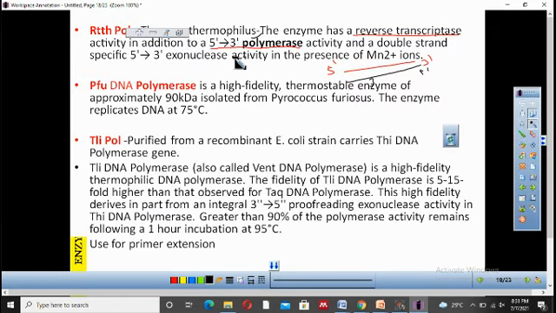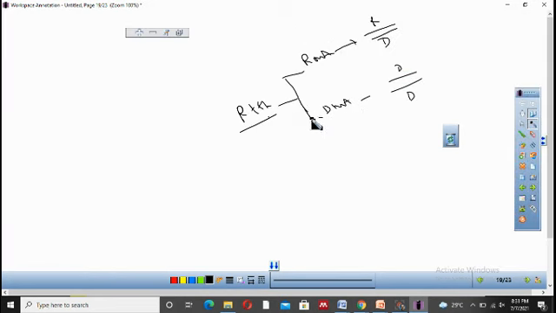It has reverse transcriptase in addition to 5' to 3' polymerase activity, and double-strand specific 5' to 3' exonuclease activity is also here. Everything is possible in the presence of manganese ions. So rTth has three activities: one is the polymerase, and the other is the exonuclease, which is 5' to 3' exonuclease activity.